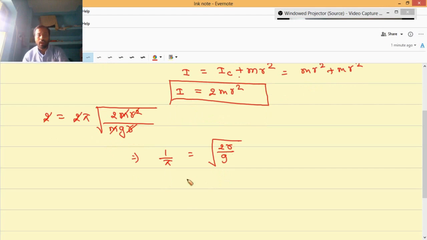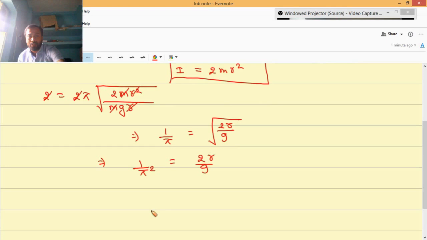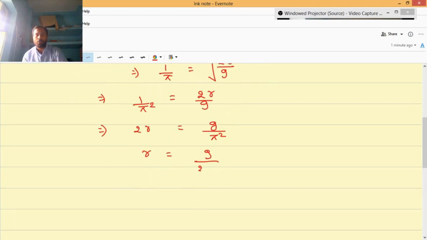In order to have the value of r, we can square both sides. So it will be 2r upon g, and the 2r value will be equal to g upon pi square. So r will be equal to g upon 2 pi square. In this problem the value of g given is pi square. So we can substitute the value of g over here, that will be pi square upon 2 pi square. These two terms will cancel, so it will be 0.5.